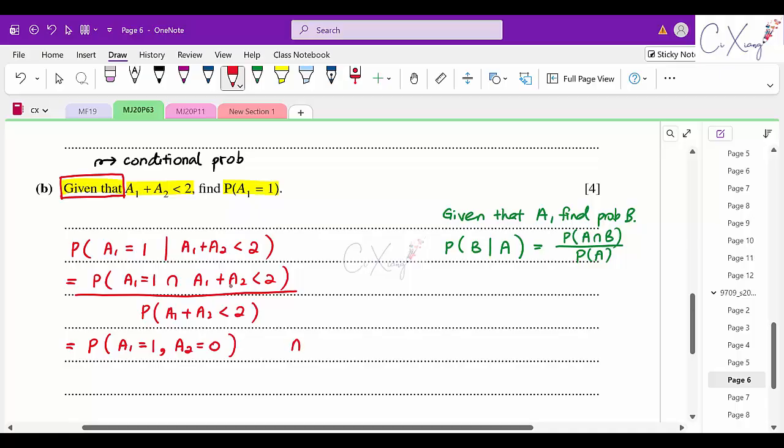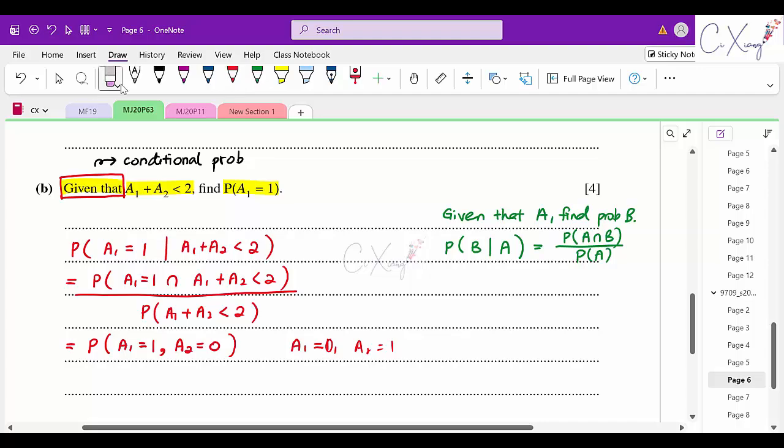Some students will ask, how about a1 equals to 1 and a2 equals to 1 also? Then a1 plus a2 equals 2, which is outside what we are interested in, because smaller than 2 doesn't include 2. So a1 plus a2 equals to 2 cannot be counted. How about a1 equals to 0 and a2 equals to 1? Also not fulfilled, because the numerator clearly says a1 equals to 1. You cannot make a1 equal to 0.